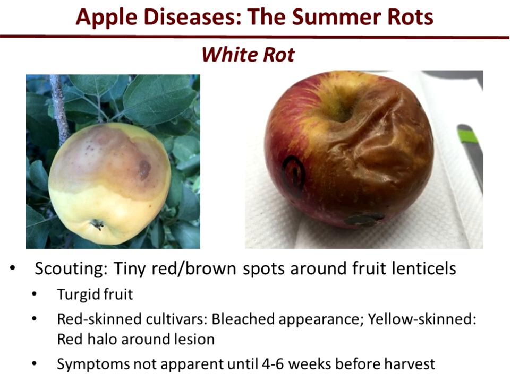To start scouting for this disease, you want to look for tiny red-brown spots around the fruit lenticels. And if you squeeze the fruit, it's going to have a turgid feeling to it. On red skin cultivars, or even yellow skin, they'll often take on a bleached appearance to the skin. And sometimes early on, you'll see a red halo showing up around the lesion. This pathogen can infect around petal fall or even 10 to 14 days after petal fall, but the symptoms won't be apparent until 4 to 6 weeks prior to harvest.